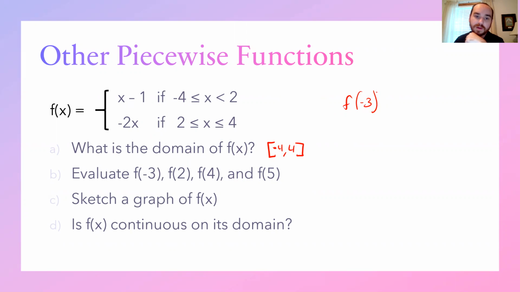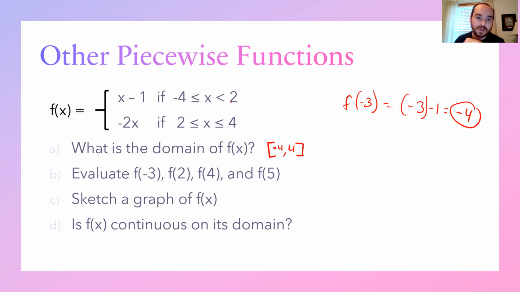first we have to look, where is -3 on these values? -3 is between -4 and 2, so we're going to use our first function, and -3 minus 1, so this would be our x, and that equals -4. So f of -3 is equal to -4.